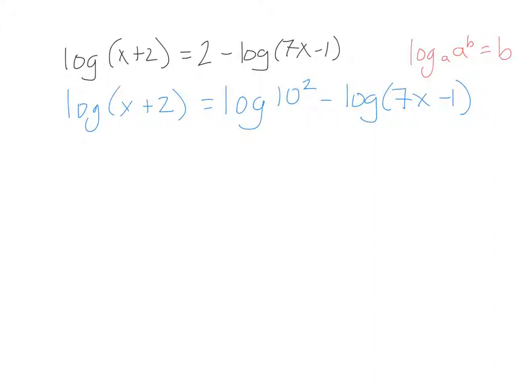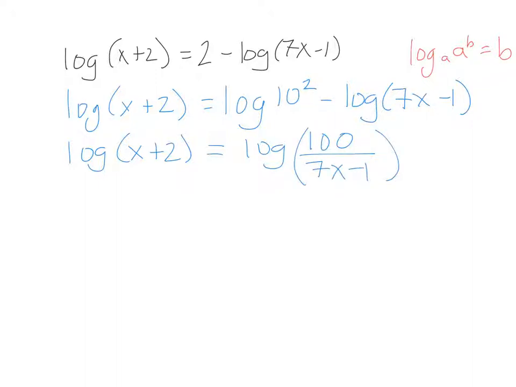So use the laws of logarithms now to combine those two logarithms into one. This side is still going to stay the same. This one becomes a log of 10 squared, which is 100, over 7x minus 1. Divide because they're subtracted. And now you have a base 10 log on both sides and nothing else, so we can equate the arguments. We can say that x plus 2 equals 100 over 7x minus 1. And then solve that.